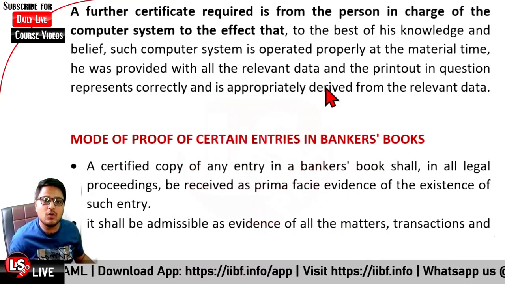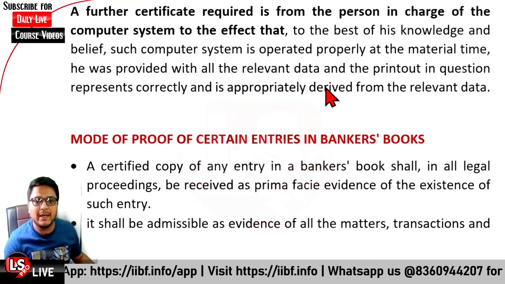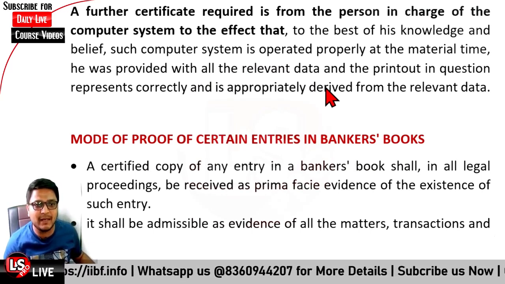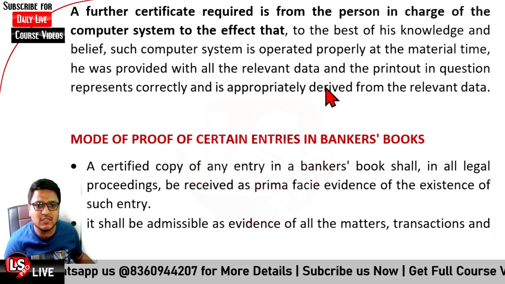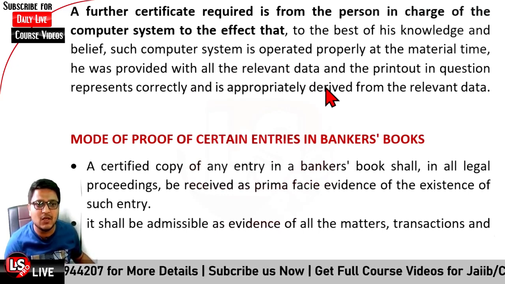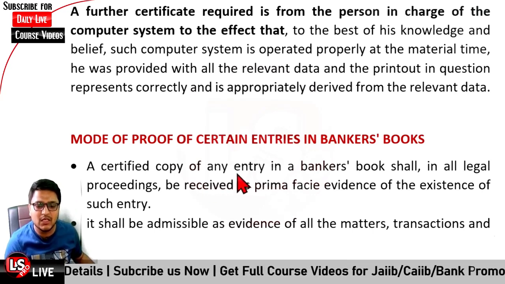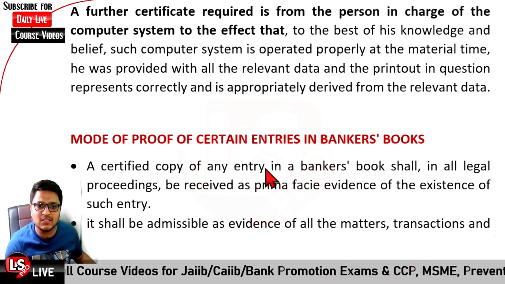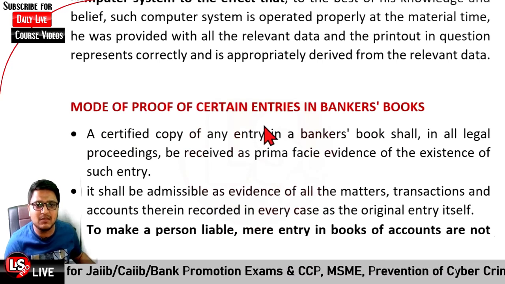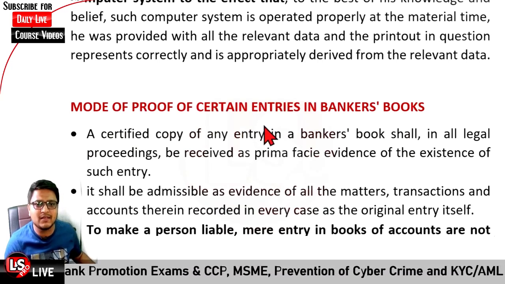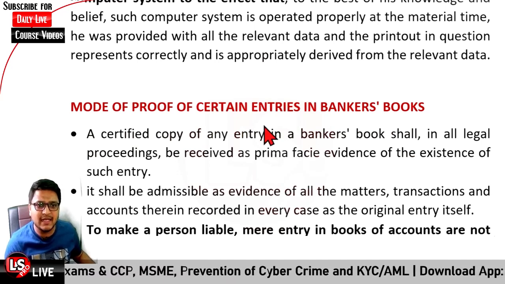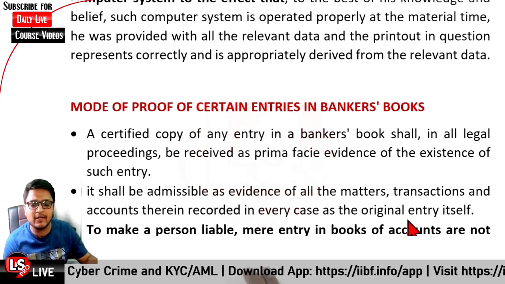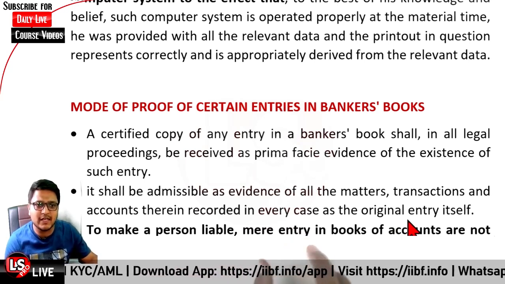Then it is regarding mode of proof of certain entries in banker's book. Mode of proof of certain entries in banker's book. A certified copy of any entry in banker's book shall in all legal proceedings be received as prima facie evidence of the existence of such entry. Okay, so a certified copy is considered to be prima facie evidence of the existence of such an entry, and it shall be admissible as evidence of all the matters, transactions and accounts therein recorded in every case as of the original entry itself.